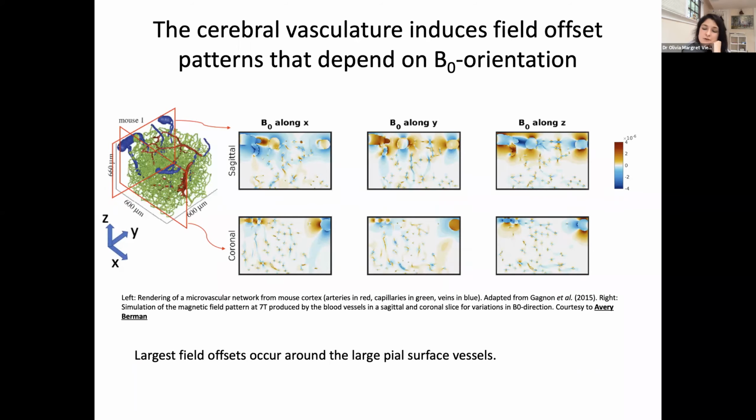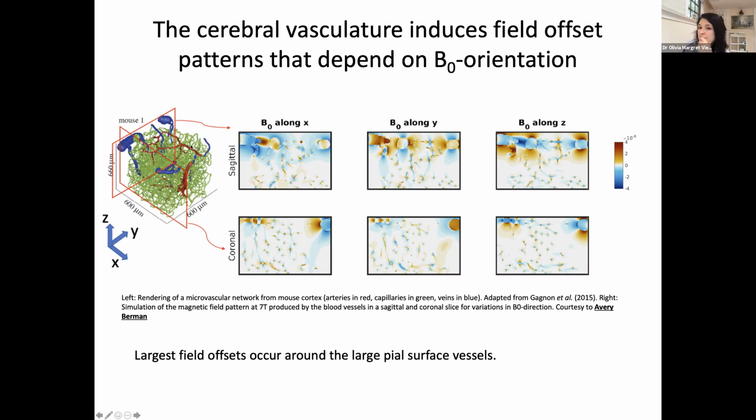This is a reconstruction from optical imaging, and you can see there are large so-called pial vessels on the top, and then you have a kind of pseudo-random capillary network in between. And the first to simulate realistic field offset patterns from these VANs was actually Louis Gagnon. And this is a really powerful tool to predict BOLD fMRI signals from first principles using really realistic vasculature. And my colleague Avery Berman did a great job here.